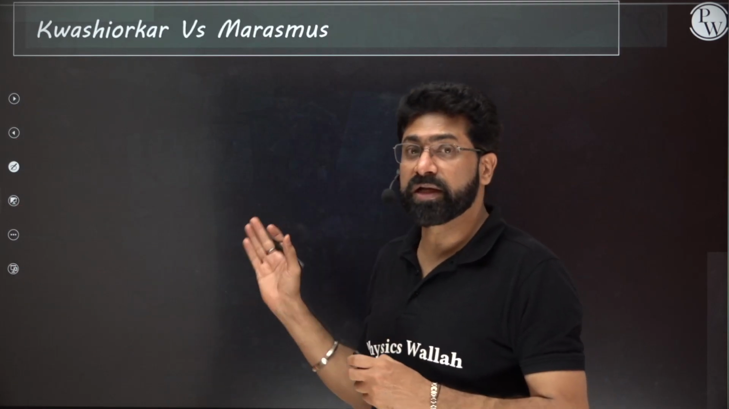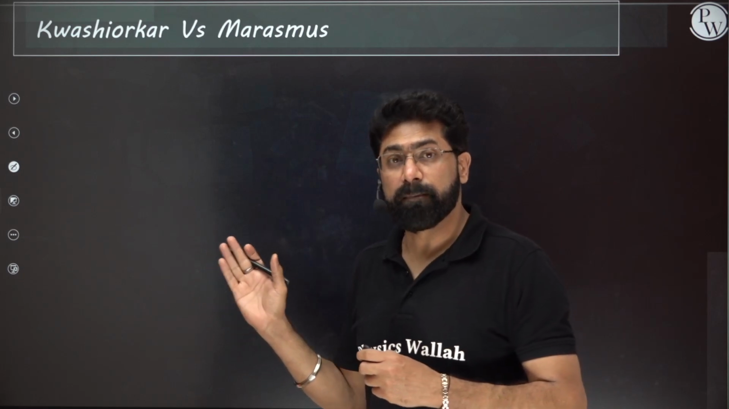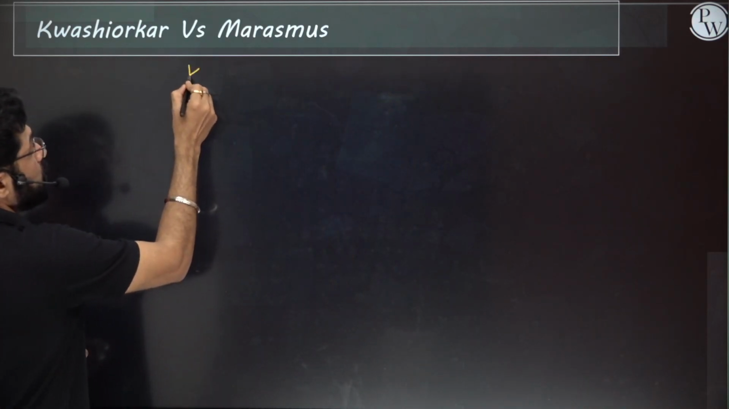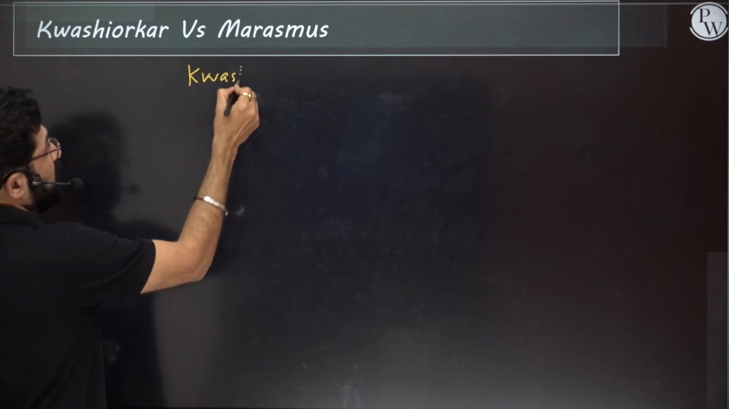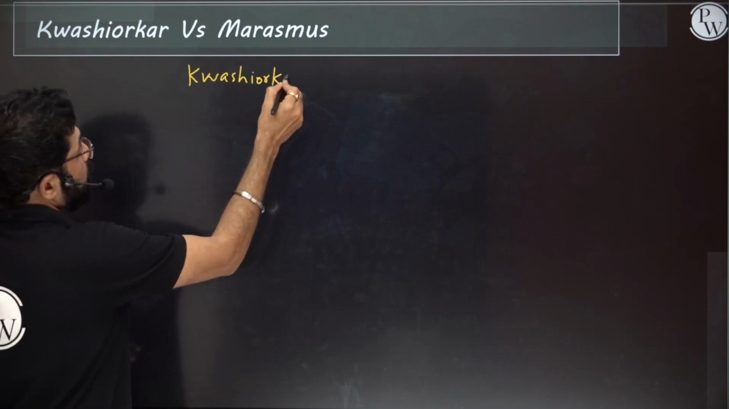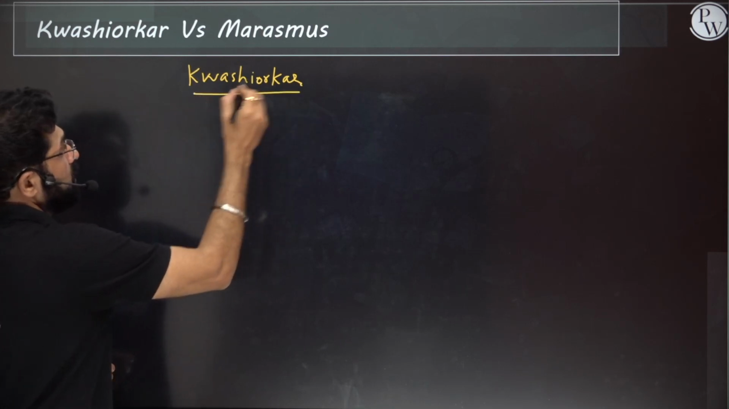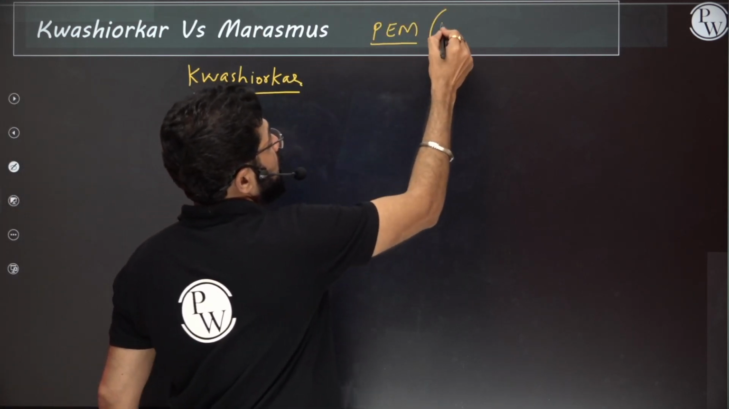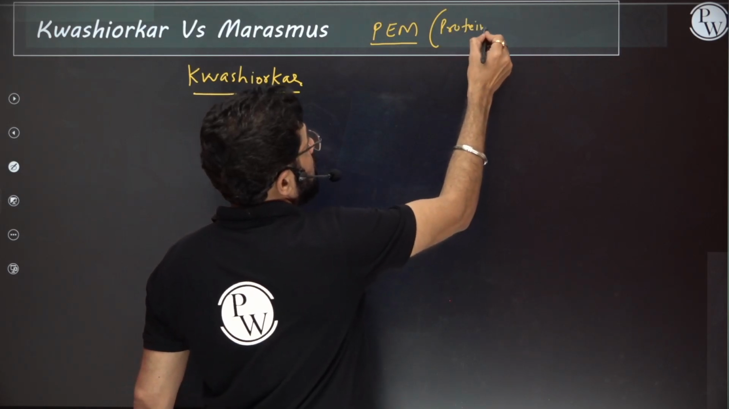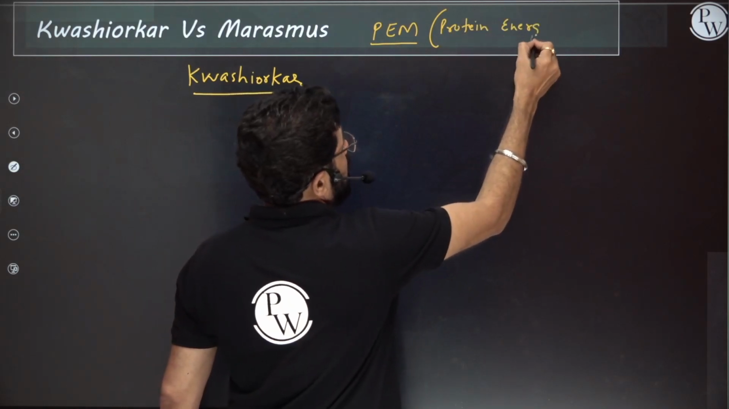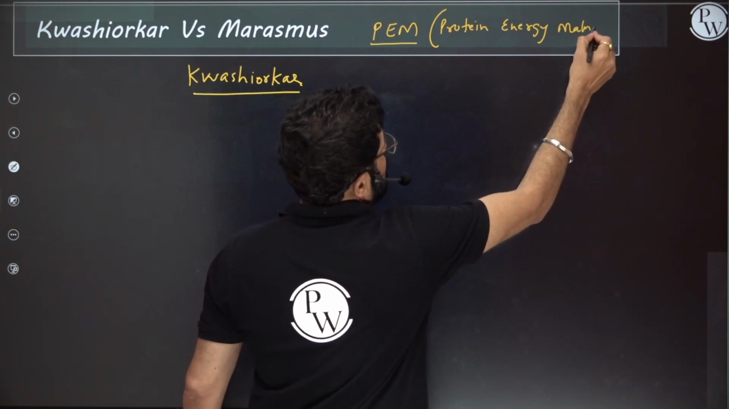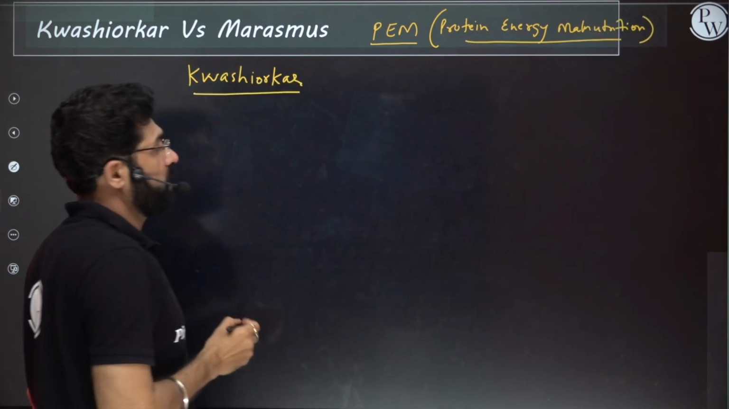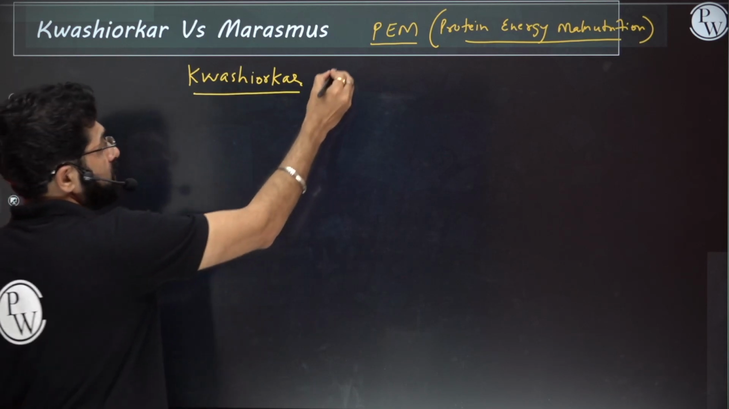Now we'll talk about the difference between kwashiorkor and marasmus. So kwashiorkor and marasmus, these are actually protein energy malnutrition. These are PEM. Case of PEM means protein energy malnutrition. This question has come actually, so please be careful when you are reading these terms.